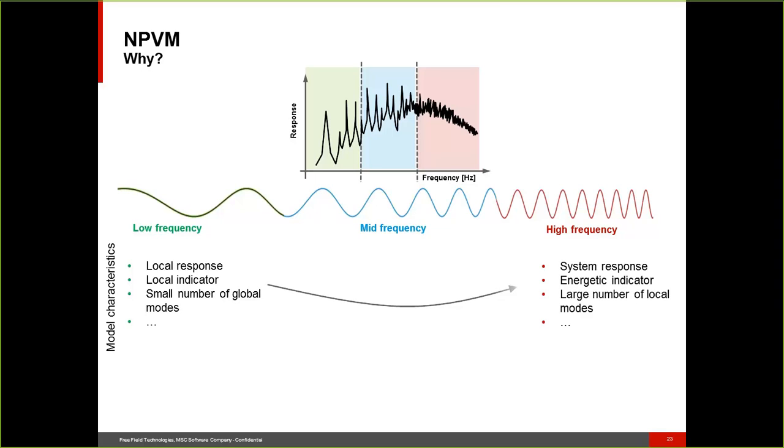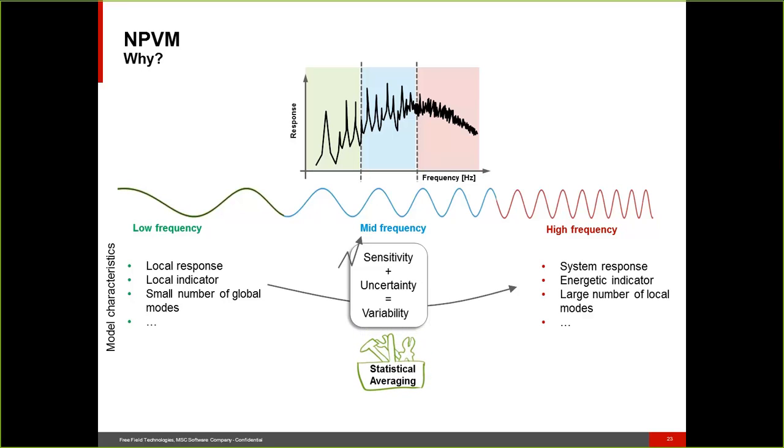So when going from low to high frequency and passing through the mid frequency range, local modes effects are becoming more important. By nature, these modes are sensitive to the modal details, material parameters, and discrete scheme. So the sum of sensitivity and uncertainty is increasing the variability of your model. In order to be able to consider the variability in your model, specific tools are needed, that are statistical averaging tools. And this is why we have introduced the non-parametric variability method in Actran.